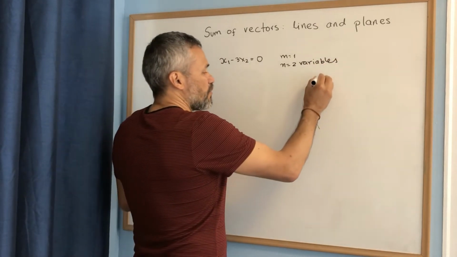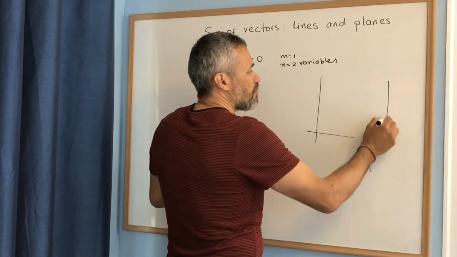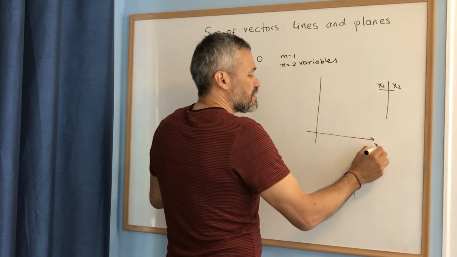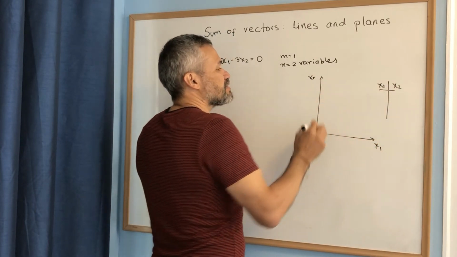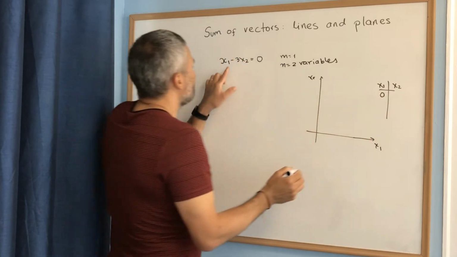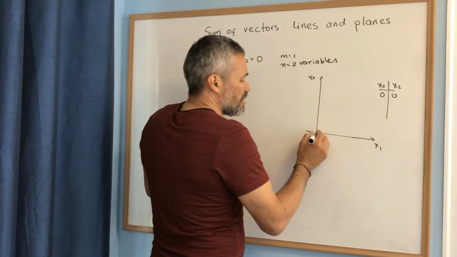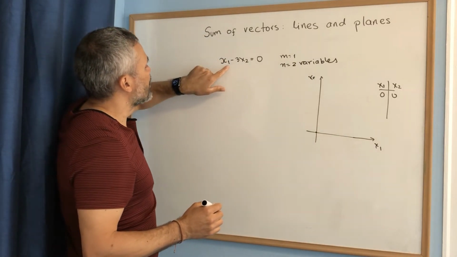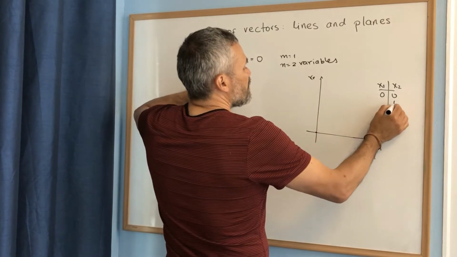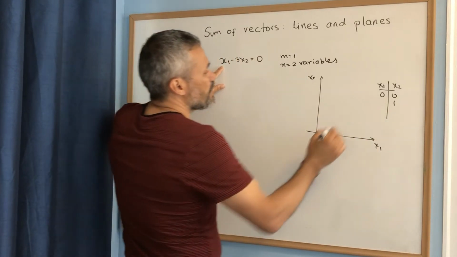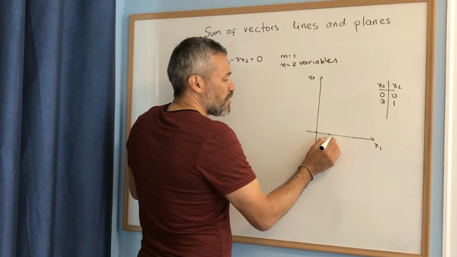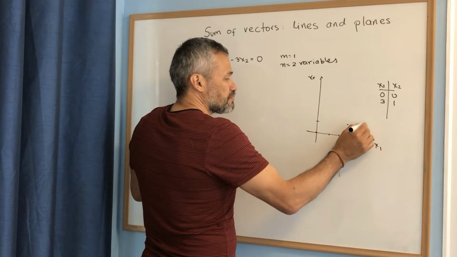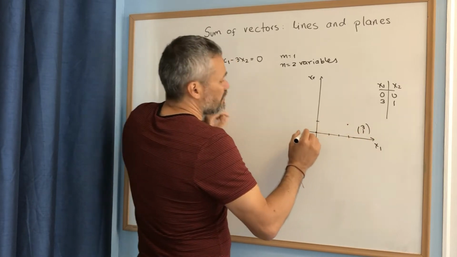In this case, we can pick some points. Let's say this is x1 and this is x2. If x1 is 0, then x2 is 0. It goes through the origin. And if x2 is 1, then x1 would be 3. Then it goes through the point 3, 1. Then this is the line.